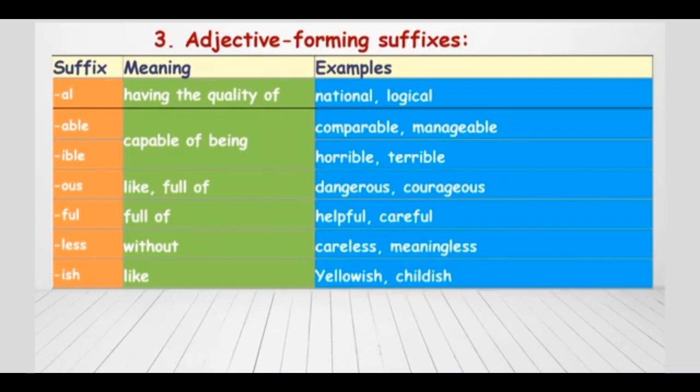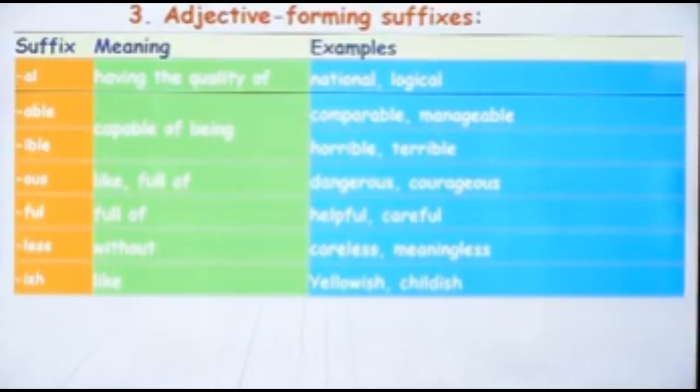ISH means like. So we say yellow or yellowish. Childish, like a child. Bluish, like blue. Reddish, like red, and so on.